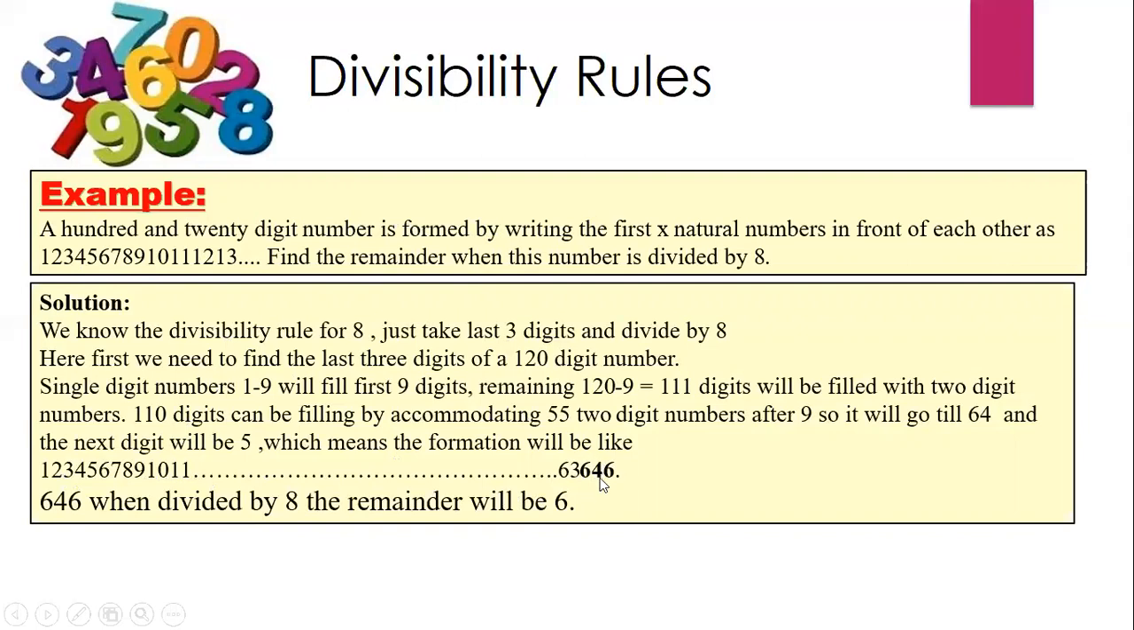Till 64 it is a 119 digit number, because from 10 to 64 it is 110 digits, and from 1 to 9 it is single digits. So we will be getting 119 digits here. After 63 64, obviously the next number will be 65, but we want only one digit, so we are stopping with 6. So we are getting a 120 digit number, and the last 3 digits are 646. To find out the remainder, just divide this 646 by 8. We'll get remainder 6.